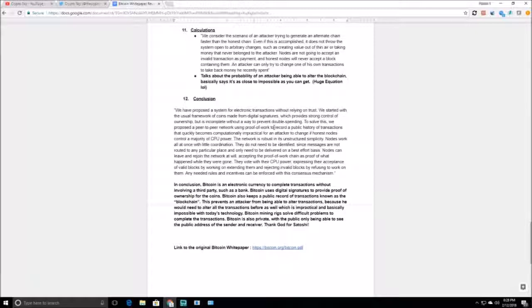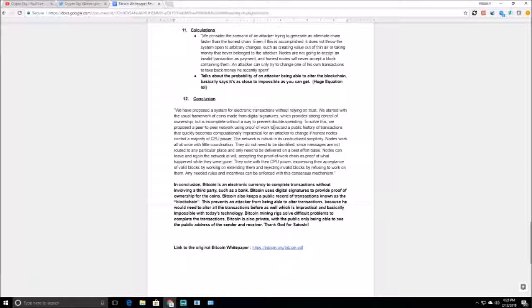So in conclusion, Bitcoin is an electronic currency to complete transactions without involving a third party, such as a bank. Bitcoin uses digital signatures to provide proof of ownership for the coins. Bitcoin also keeps a public record of transactions known as the blockchain. This prevents an attacker from being able to alter transactions. Basically, he would need to alter all the transactions before as well, which is impractical and basically impossible with today's technology. Bitcoin mining rigs solve difficult problems to complete the transactions. Bitcoin is also private, with the public only being able to see the public address of the sender and receiver.